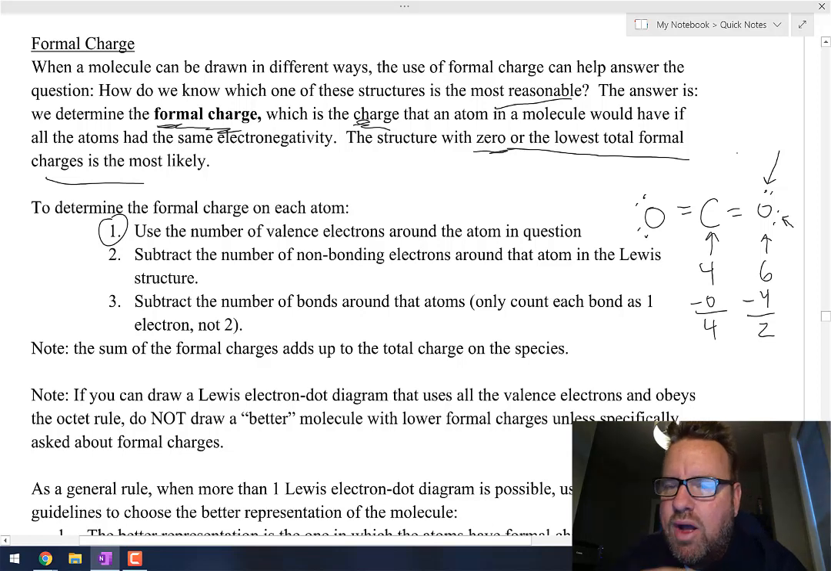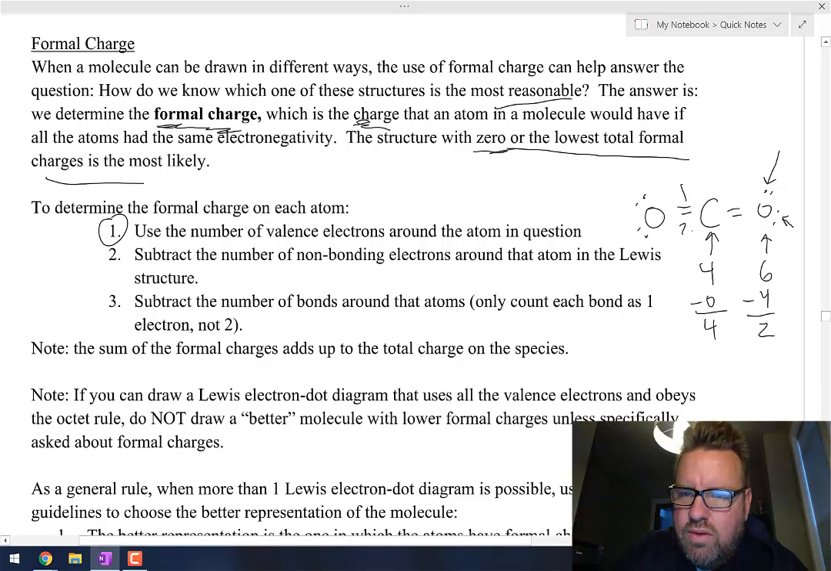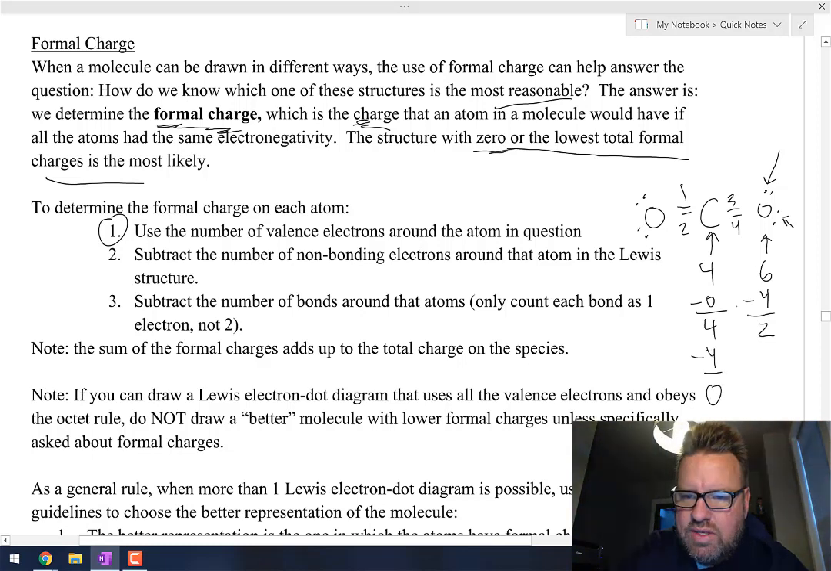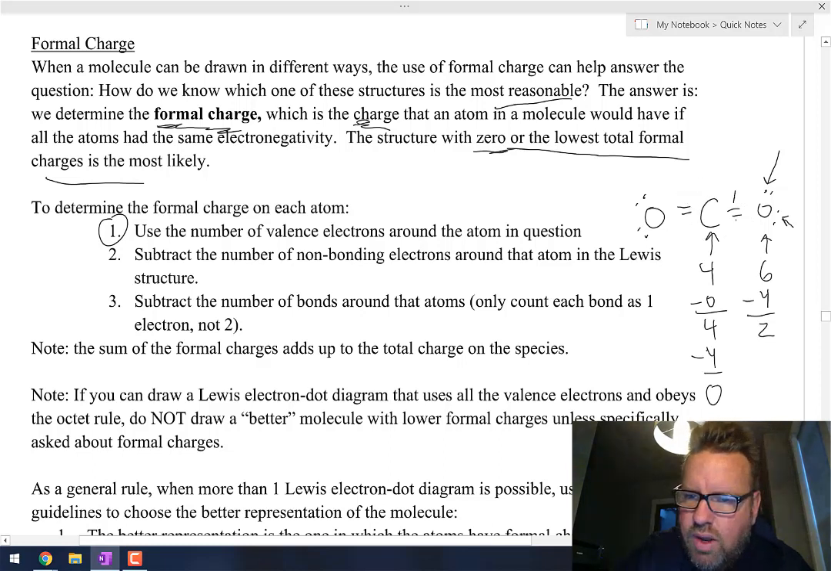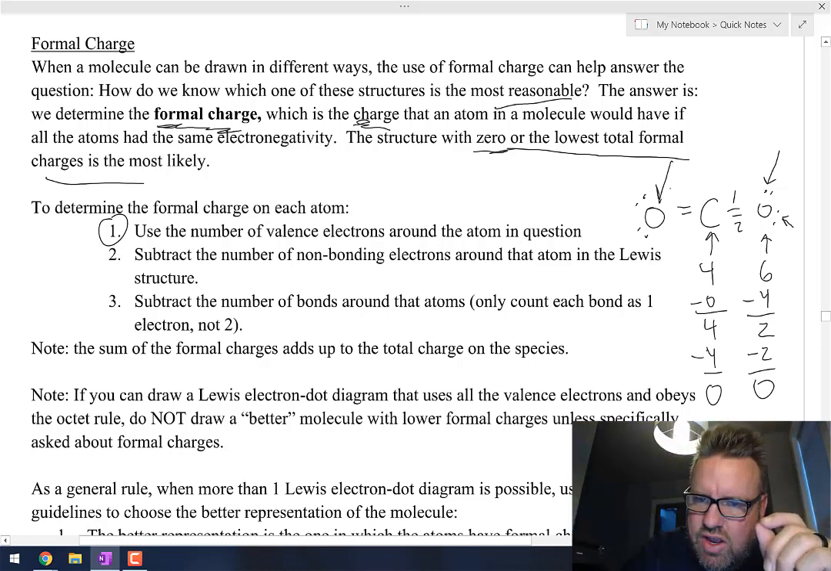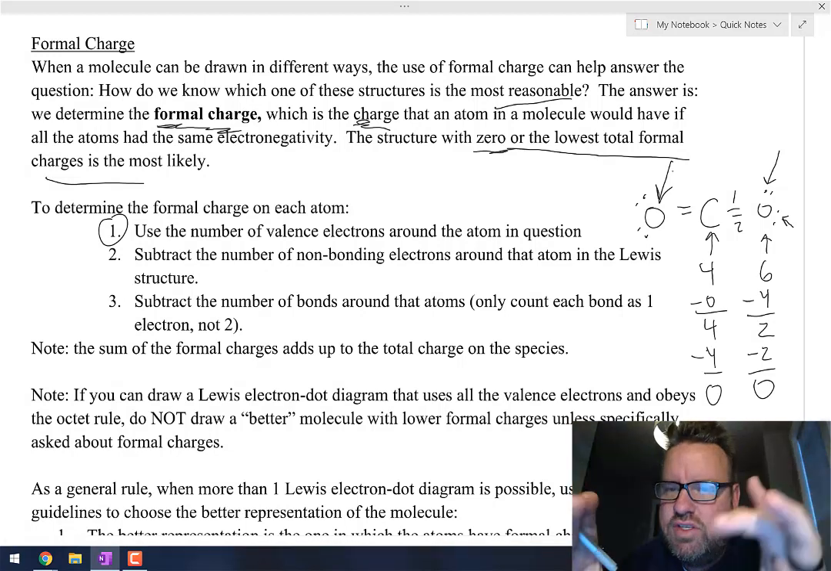So how many bonds does carbon have? How many electrons does carbon have surrounding it? 1, 2, 3, 4. Again, just count each line as 1. So 4 minus 4 is 0. In terms of oxygen, how many bonds does it have around it? 1, 2. So in this case, carbon and oxygen, and this oxygen here as well, because it's the same as the oxygen on the right, they all have formal charges of 0.